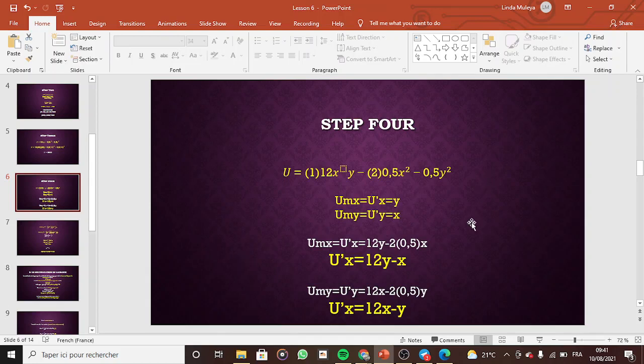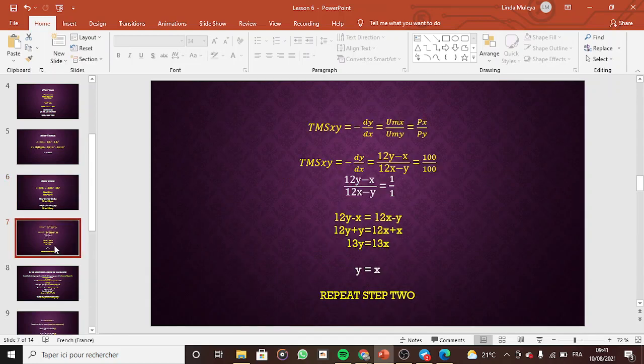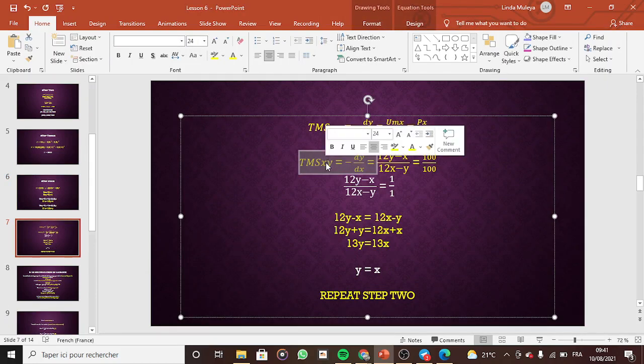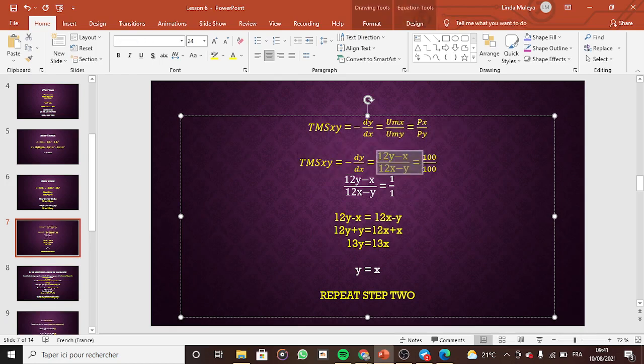So just take note of this part here, and it brings us to this point. So you basically forget about this entire point here, just put it aside for a moment and focus on this part of the formula. 100 over 100 is the same as 1 over 1, and therefore you have 12y minus x is equal to 1 over 1, and 12x minus y is equal to 1. So what you do is you cross multiply, and it will bring you to this point, and you do the usual putting like terms together.